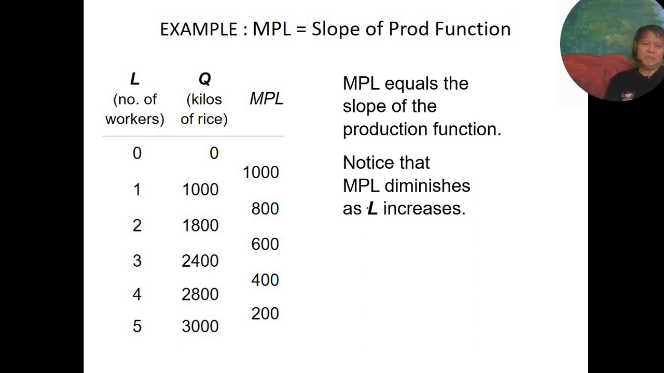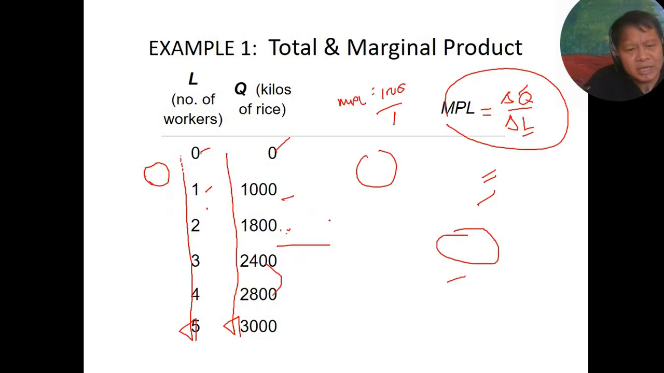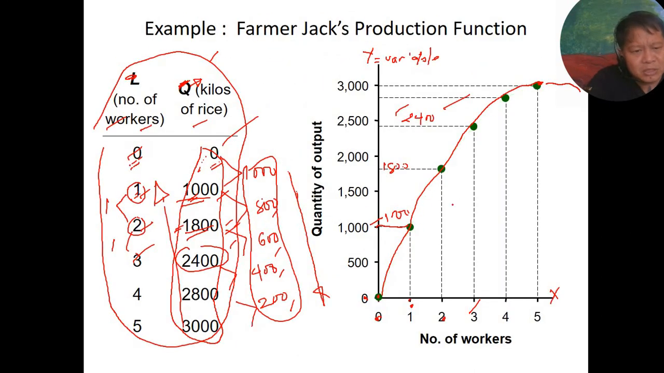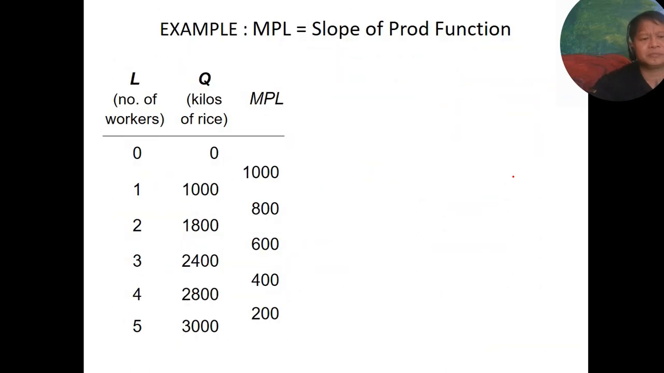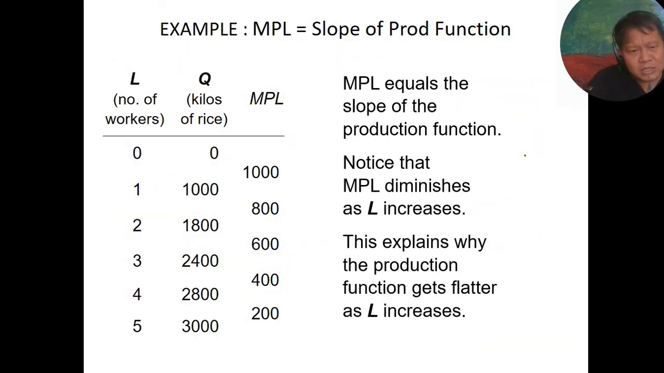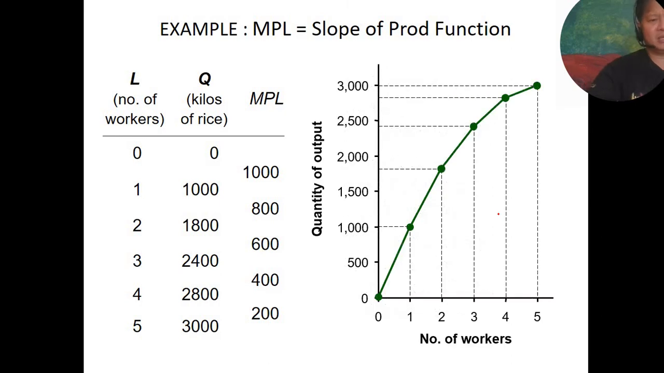Okay? So, the marginal product of labor equals the slope of the production function. So, the graph of the production function has a slope. The slope of this is the marginal product of labor. Notice that the marginal product of labor diminishes as L increases. This explains why the production function gets flatter as L increases. We will plot this later on.